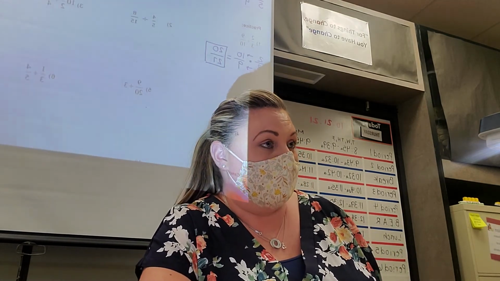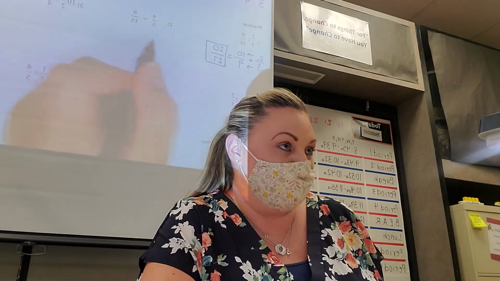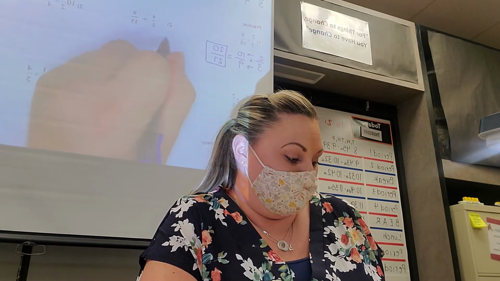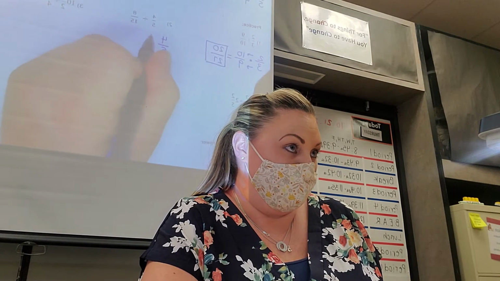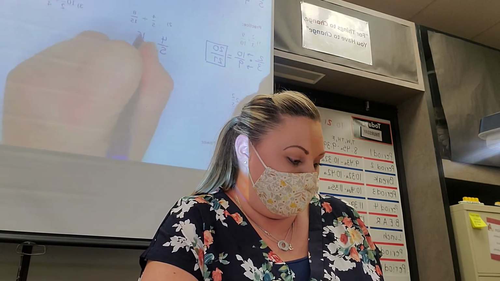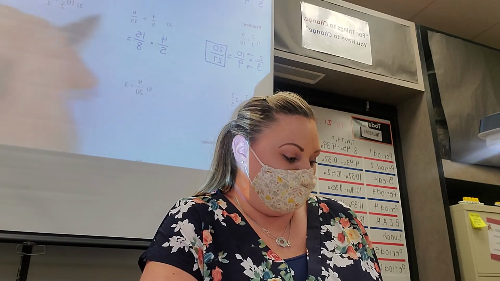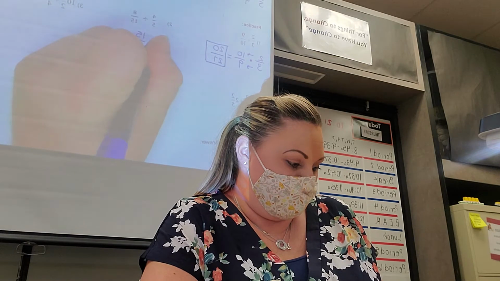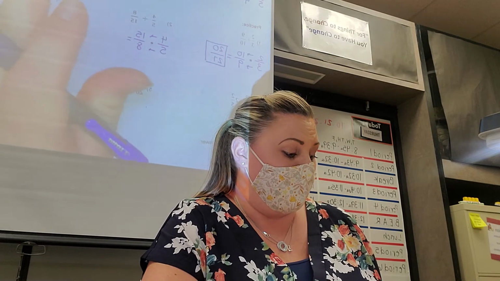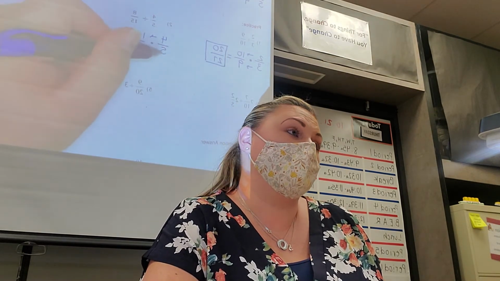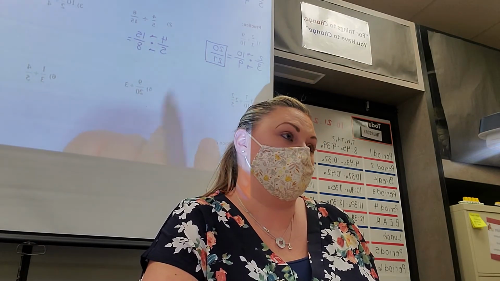Okay. Owen, are we on number 2? Yes. Okay. What are we going to do first? Flip it. So what does flip it mean? What are we going to get? 15 over 8. Okay. Now what? Then you're going to multiply them. Before we go there, that's not wrong, you can do it that way, but you need to look to simplify, so that you don't have to multiply such big numbers.